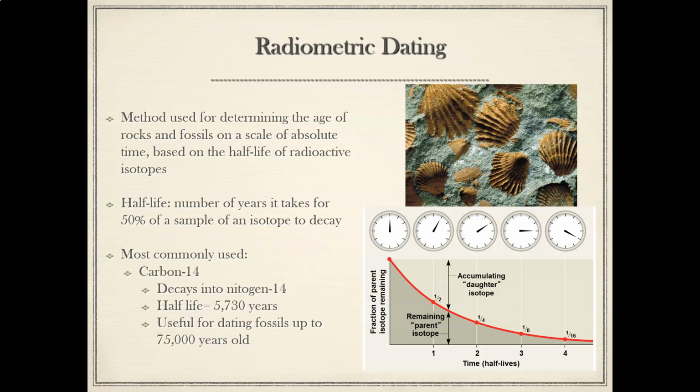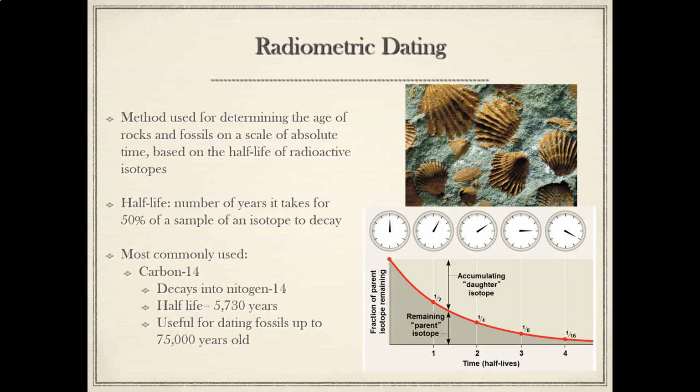There will be no nitrogen-14 present. After 5,730 years, we're now down to 50% of that carbon-14 left. We go another 5,730 years, we're now down to 25% of the carbon-14 left. Go another half-life, we're now down to 12.5%, so on and so forth. So it breaks down in half every time you go through a half-life.